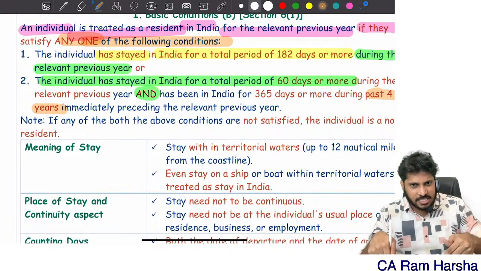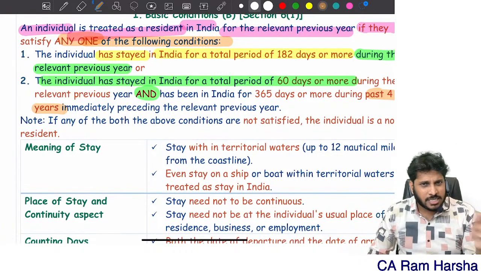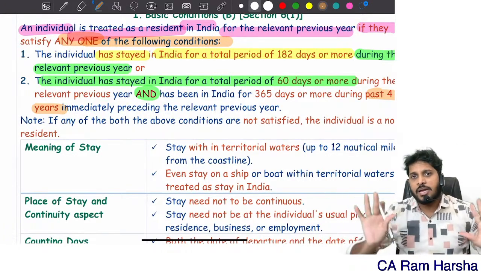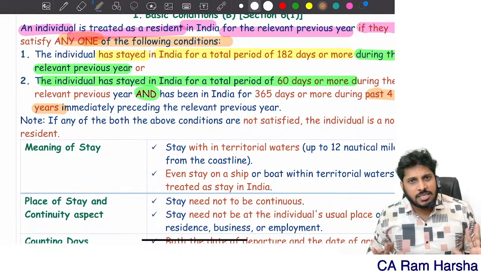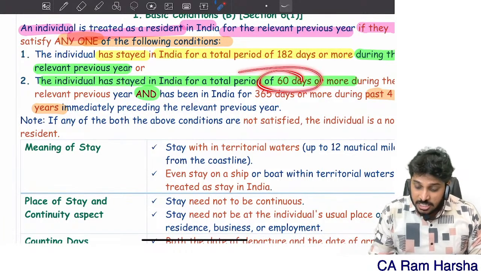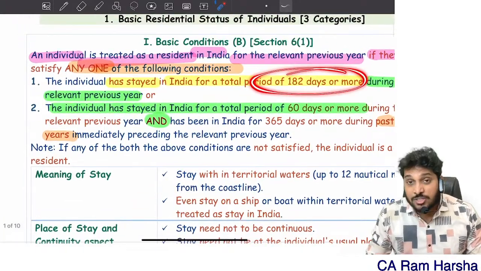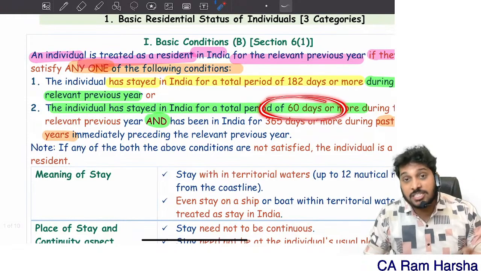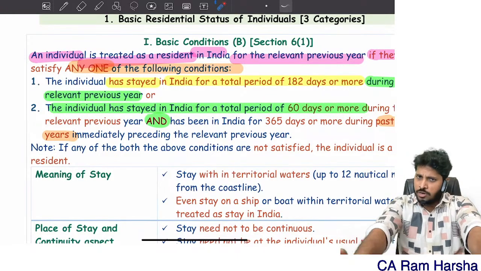In the current year, 60 days or more. Last 4 years, 365 days or more. He is said to be resident. He is again a resident. I will check the 60 days criteria only when the 182 days logic has failed. That time I will come and check the 60 days criteria. No, again, don't conclude.